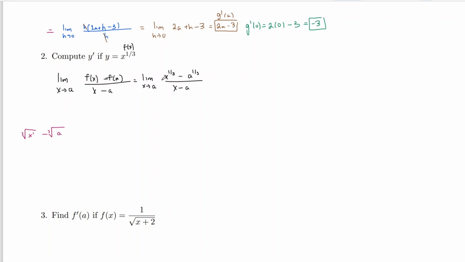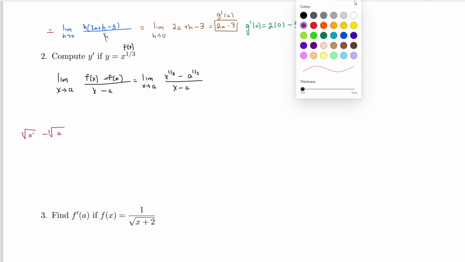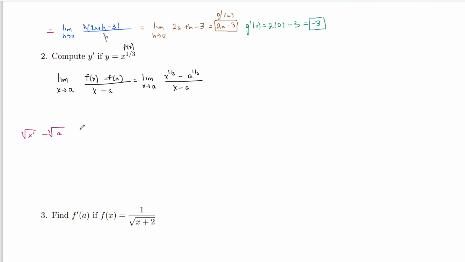Well, when we had square roots before with limits, we did the rationalization trick, and that allowed us to cancel. The idea is we still want to rationalize, but when you have a cube root or any root that's not a square root, it's a little more complicated. What you have to do is figure out what to multiply this by to get a whole bunch of stuff to cancel out. And you may not be familiar with this formula, but it's going to use the difference of cubes. If you don't have this memorized, that's okay. It's just where this is going to come from.